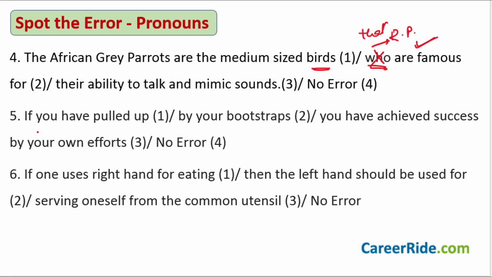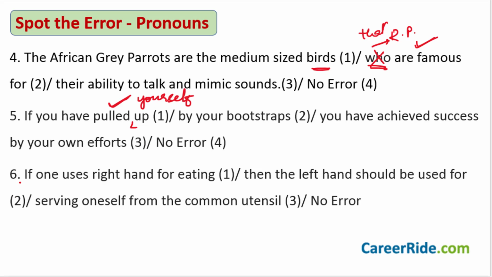Okay. Sentence number 5. If you have pulled up by your bootstraps, you have achieved success by your own efforts. Okay. Now, where is the mistake? The mistake is actually in the first part of the sentence. If you have pulled yourself, we have learned what? We have learned reflexive pronouns. There is no object here, so you are the object yourself. If you have pulled yourself up by your bootstraps is what you should say.